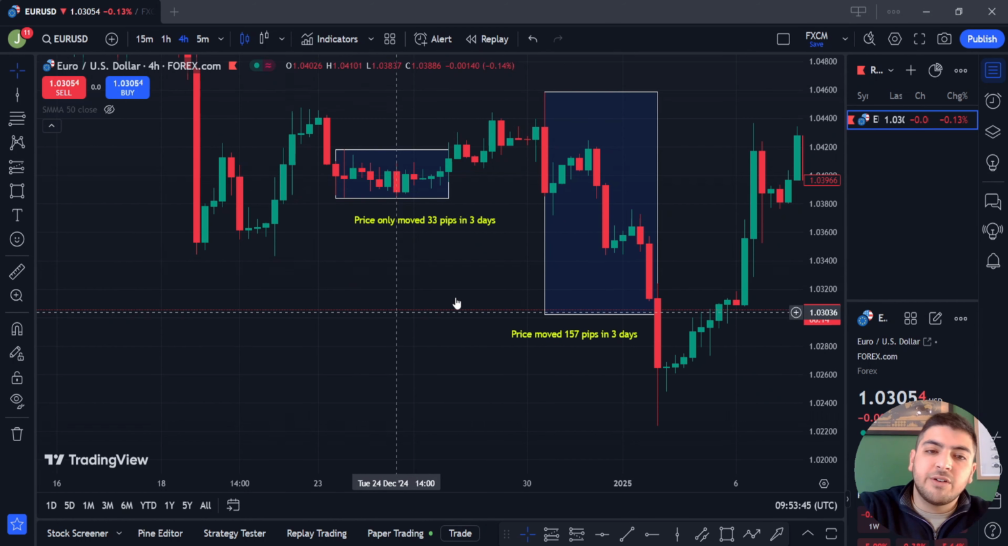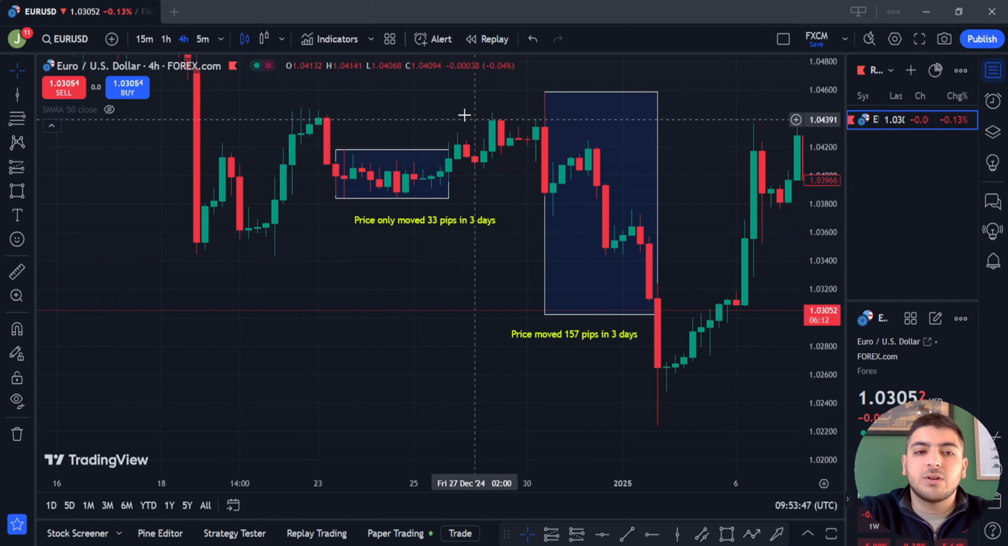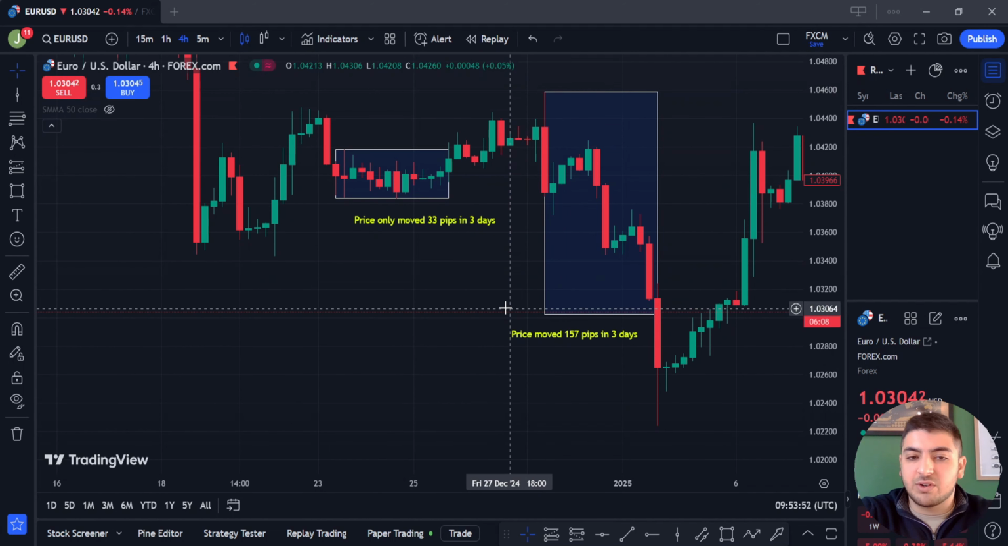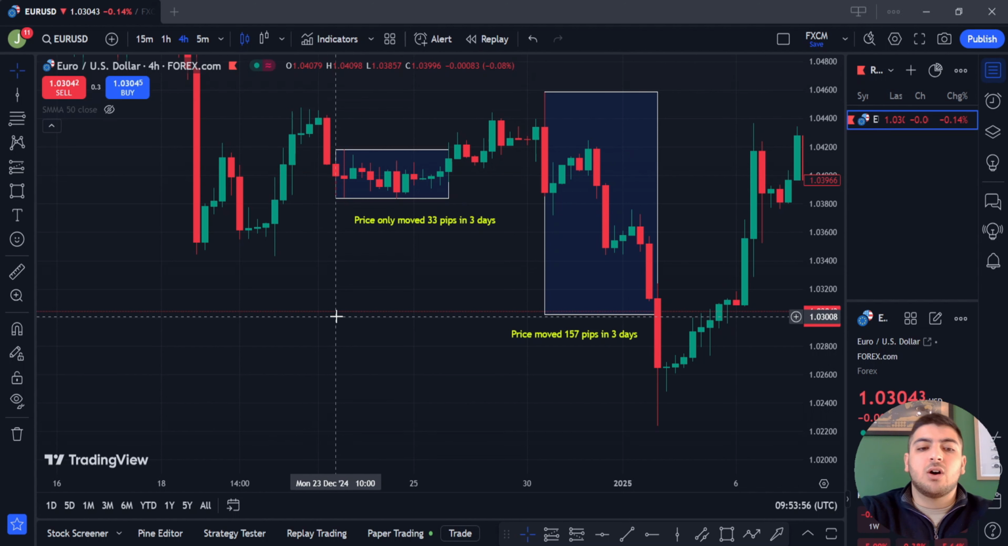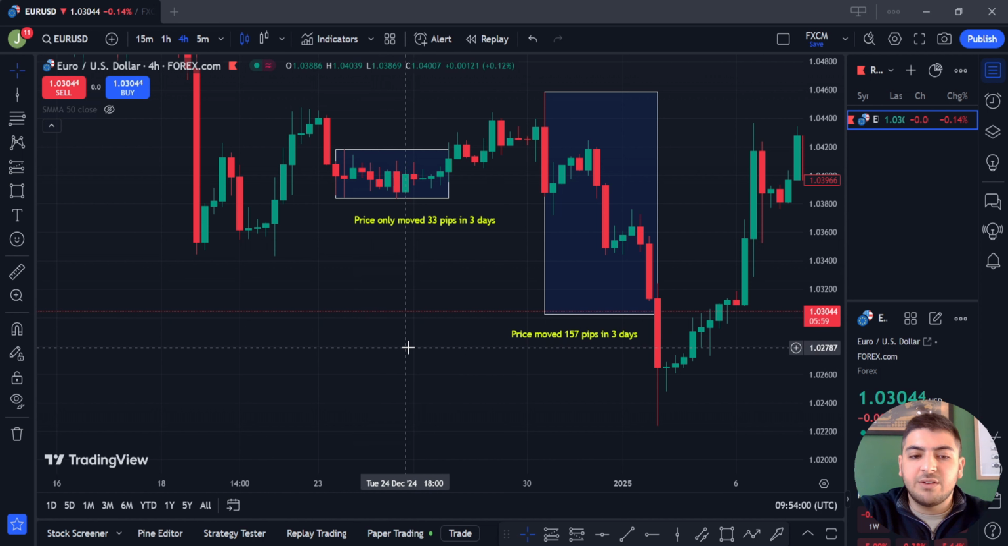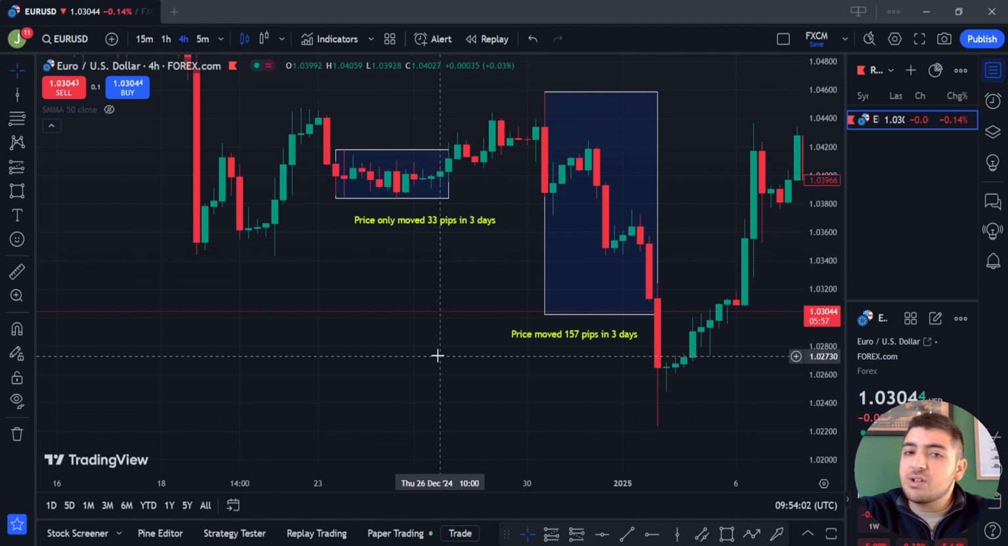So this period here was a period of low volatility, whereas this period here is a period of high volatility. This 33 pip move in 3 days started on the 23rd of December, goes all the way through Christmas Eve, even into Christmas Day, where there's not many people trading the markets, meaning there's not a lot of volume in the markets to push price in either direction.